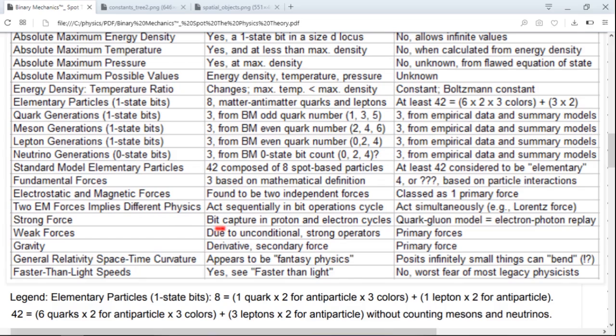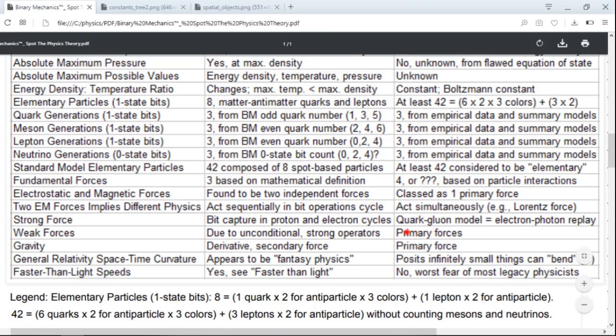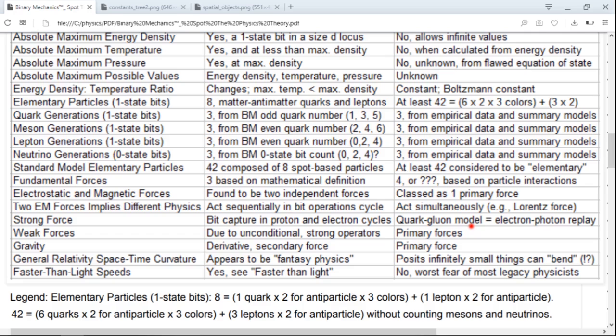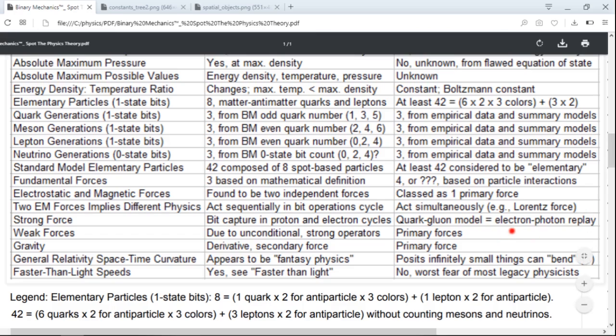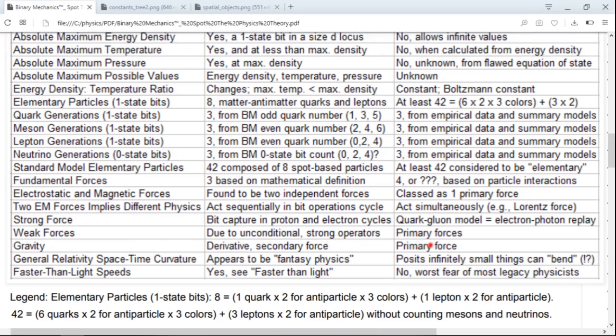The strong force involves bit capture in proton and electron bit cycles, whereas the quark-gluon model in quantum chromodynamics is actually just an attempted replay of the electron-photon story in quantum electrodynamics, QED. The weak forces and gravity are not primary forces, whereas they are considered to be primary forces in legacy theory.